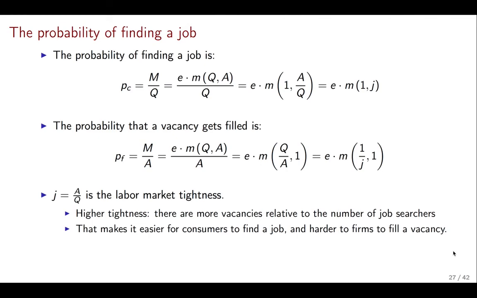With that, we've now described the whole model. And in the next video, we're going to talk about how to find the equilibrium of the model, how to solve for all the variables. The key is going to be to find the value of j. Because as we will see in the next video, once you find j, you know the probabilities. And with the probabilities, you can solve for the rest of the model.